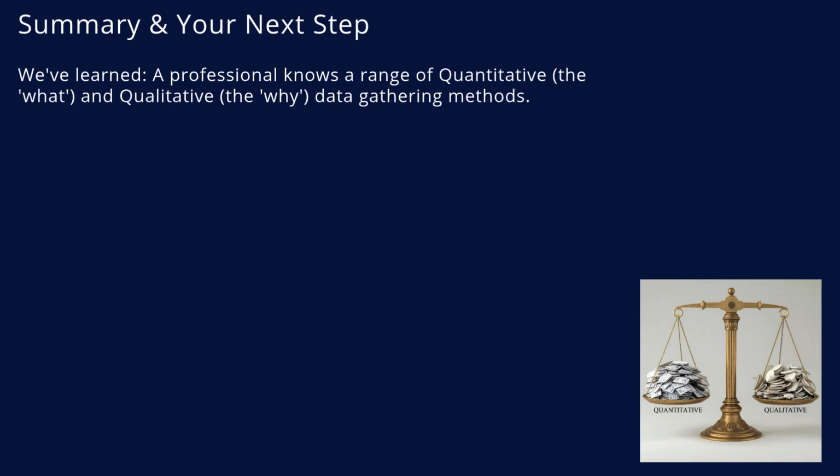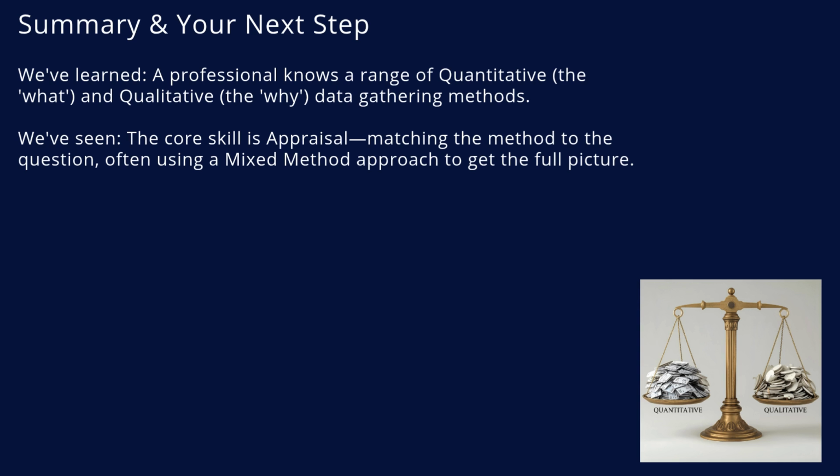Let's do a quick recap. Today, we have filled our Data Detectives toolkit. We've learned about the 2 fundamental types of data: quantitative data, which tells us what is happening, and qualitative data, which tells us why. We've explored a range of methods for gathering both, from automated analytics to in-depth interviews. And most importantly, we've learned the core principle of this KSB, that a professional knows how to appraise their question and select the appropriate method to answer it.